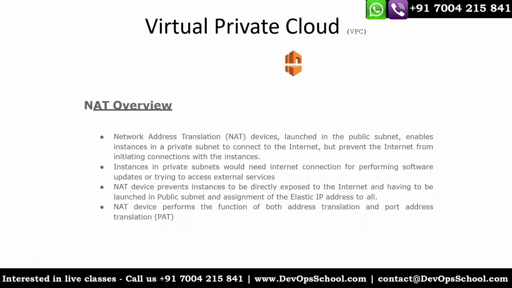So here, this is the NAT overview. NAT, network address translation devices, are launched in a public subnet, as I showed you. They enable instances in a private subnet to connect to the internet, but prevent the internet from initiating a connection with the instance. So the instance will not get the internet directly, but using the NAT, you can get to the internet. It's like an indirect route.